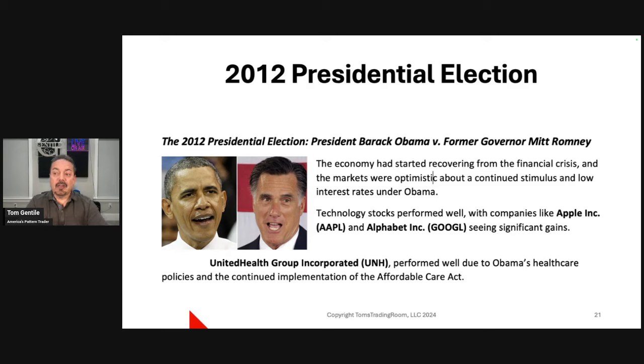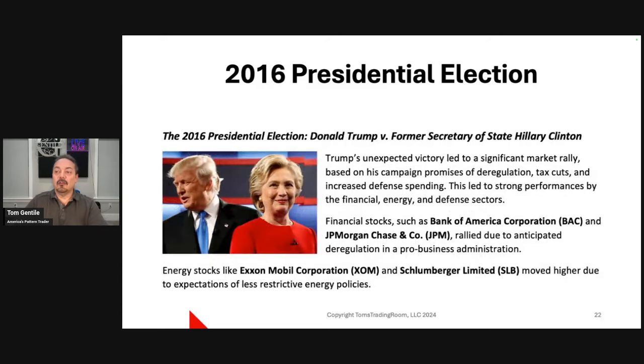The other thing we started seeing between 2008 and 2012 was the birth of technology once again. So you had stocks like Apple and Alphabet, and those were the technology stocks. United Healthcare, as well as a lot of healthcare stocks, did extremely well because of the Affordable Care Act. So those are the sectors that really popped after the 2012 presidential election.